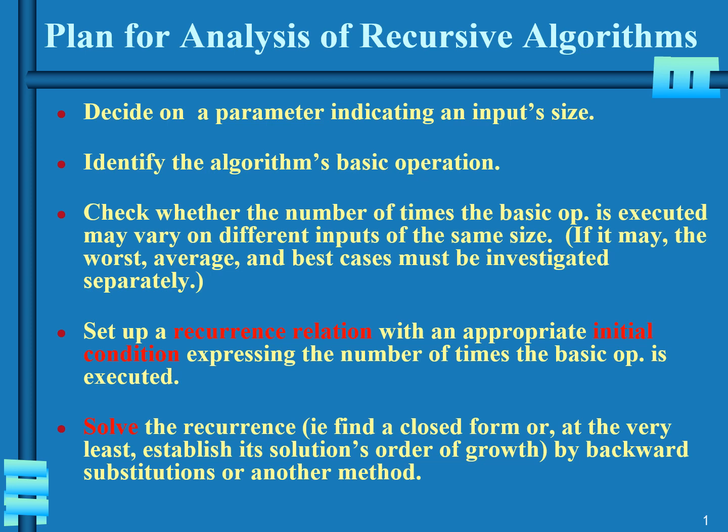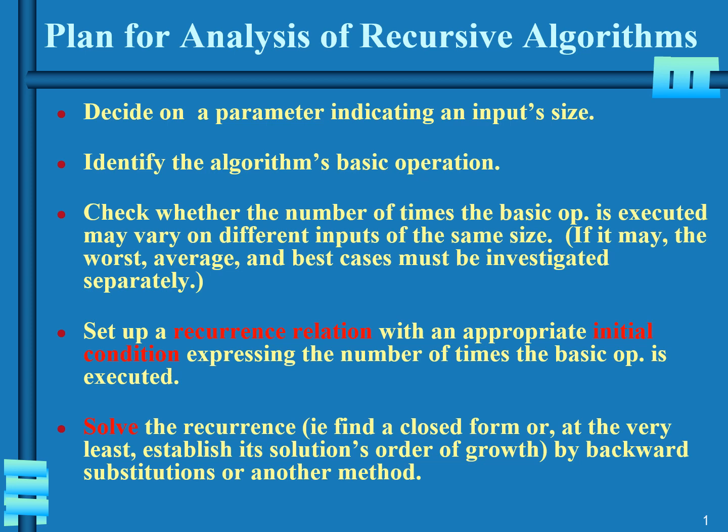The first one is you have to decide on the input parameter, which is going to indicate the input size. Then next you have to identify the basic operation of that algorithm. Then you have to check whether the number of times the basic operation is executed may vary on different inputs of the same size. In that case, we have to go for analyzing the worst, best and average case efficiency.